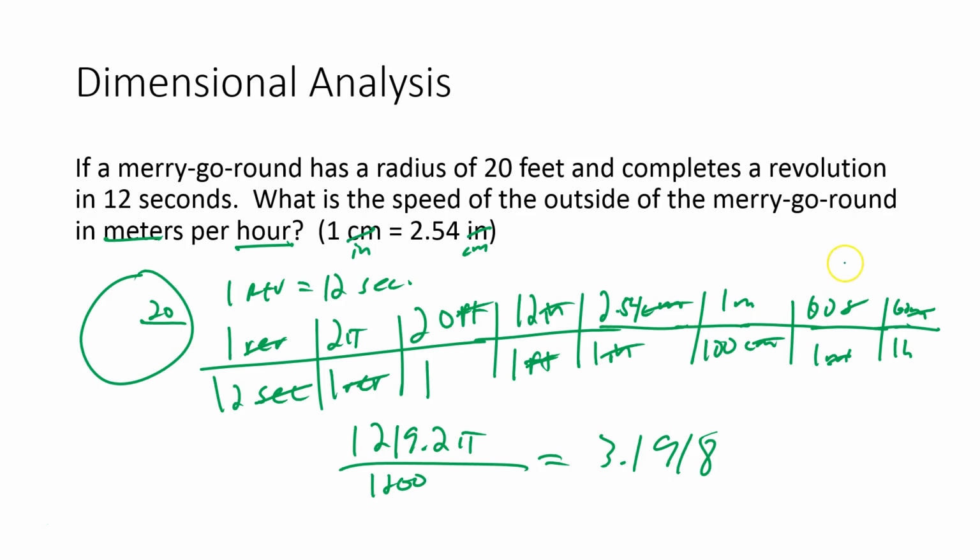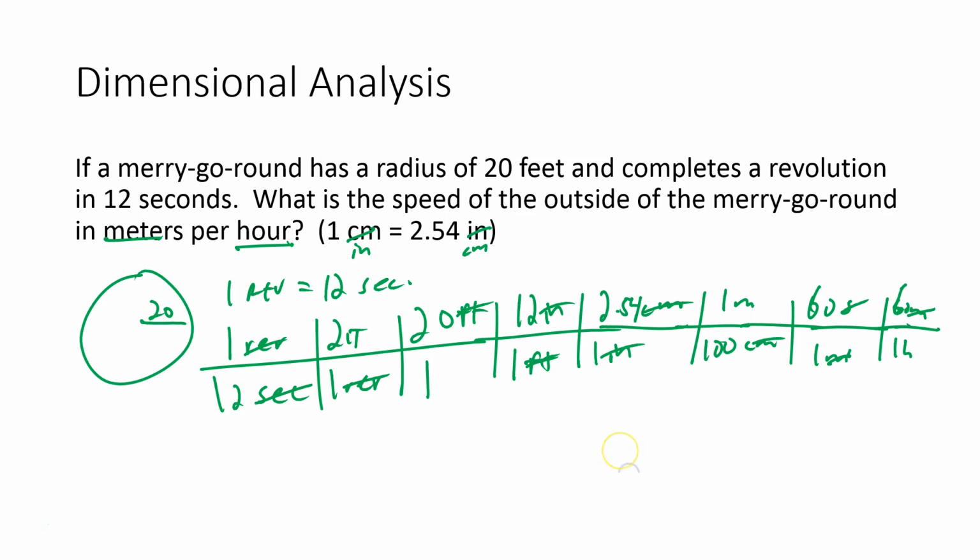You know why? Because I think I forgot this extra 60. I think that's why. So I'm going to get rid of these. Try that again. So 2 times 20 times 12 times 2.54 times 60, and then 60 again. That looks better.